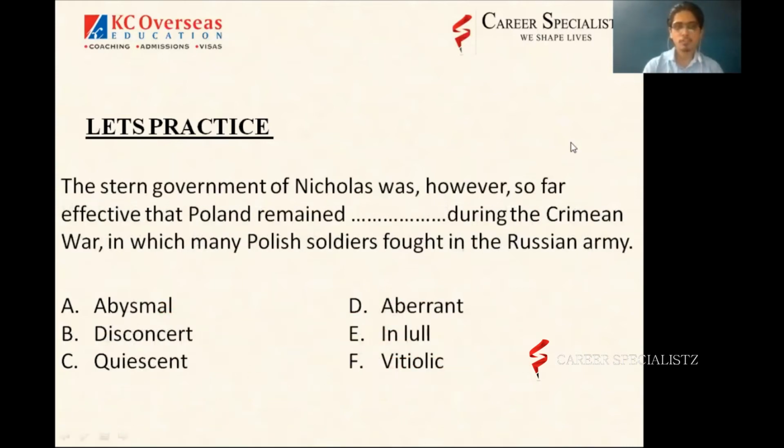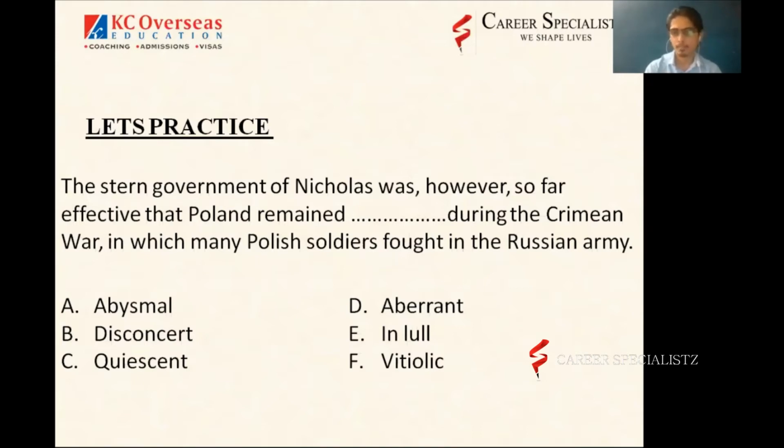So the next question that we are going to discuss is a sentence equivalence type of question. The question states, the stern government of Nicholas was, however, so far effective that Poland remained dash during the Crimean War, in which many Polish soldiers fought in the Russian army.